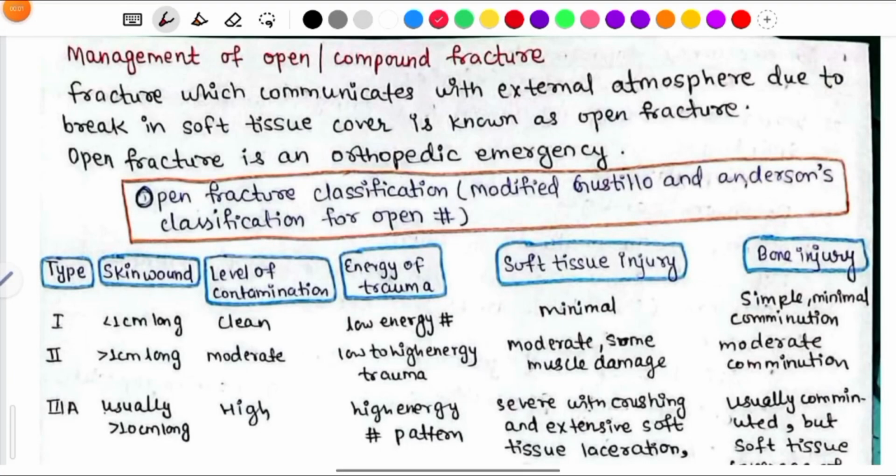Today we shall be talking about management of open compound fracture. The fracture which communicates with the external environment due to a break in the soft tissue cover is known as an open fracture. Open fracture is an orthopedic emergency.